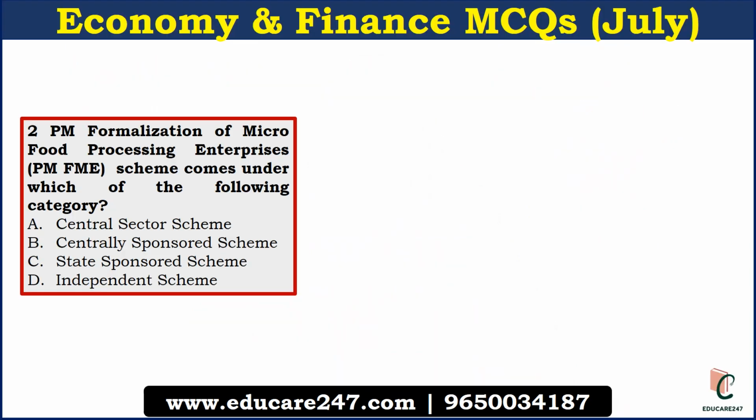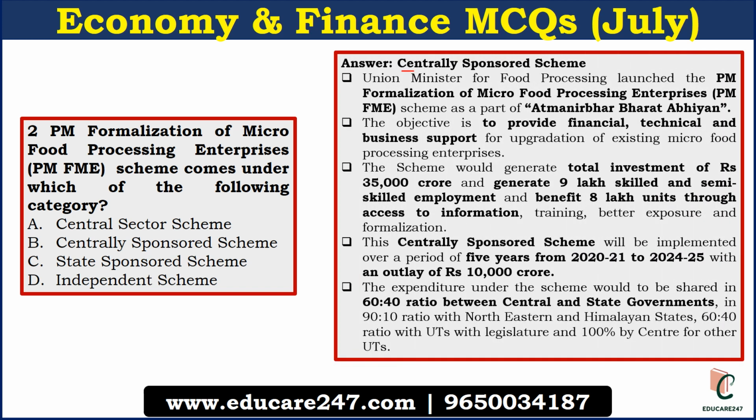The next question is, PM formalization of micro food processing enterprises scheme comes under which of the following category? The answer is centrally sponsored scheme. Recently, Union Minister for Food Processing launched the PM formalization of micro food processing enterprises scheme as a part of Atmanirbhar Bharat. The objective of this scheme is to provide financial, technical and business support for the upgradation of existing micro food processing enterprises. So basically, some technical, some financial and business support will be provided to the existing food processing unit, especially micro food processing unit.